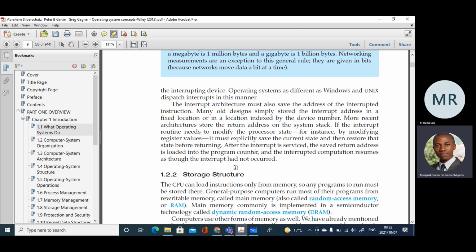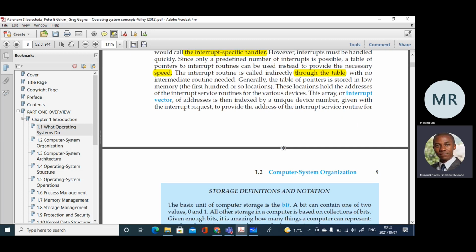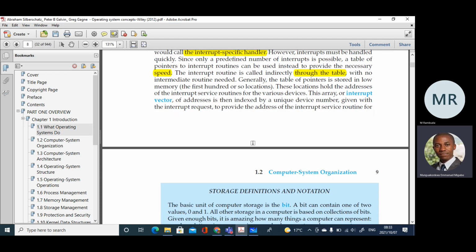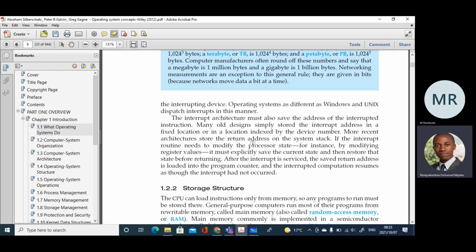Now, operating systems is different as Windows and Unix dispatch interrupts in this manner. And which manner are we talking about? We're talking about the dispatching of an interrupt given an interrupt request to provide the address of the interrupt service routine, by means of an array table that we call the interrupt vector. So that's the manner in which we're talking about. It's the most common approach used by the 2 most popular operating system families, which are Windows as well as Unix.